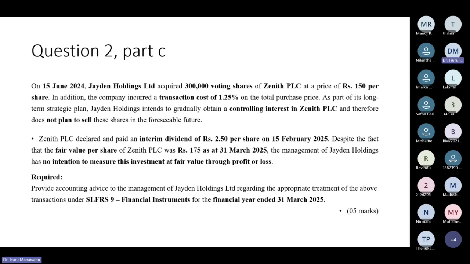This is also based on classification. Provide accounting advice to the management of Jayden Holdings Limited regarding the appropriate treatment of the above transactions under SLFRS 9 Financial Instruments for the financial year ended 31st March 2025. 5 marks. Right?